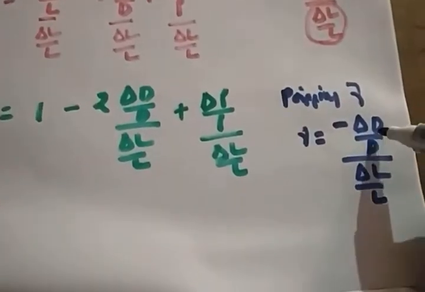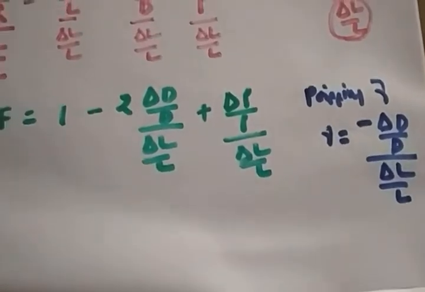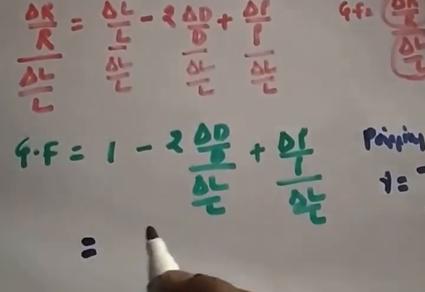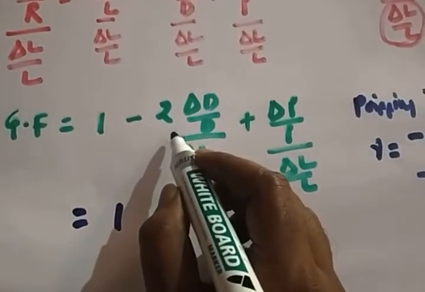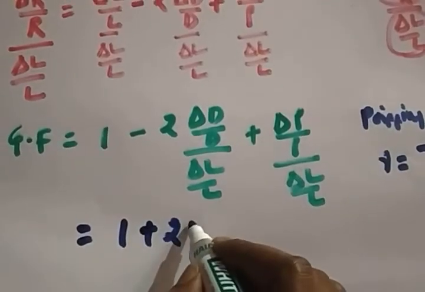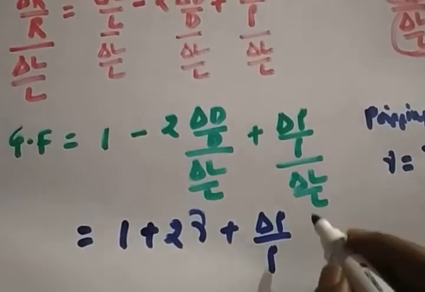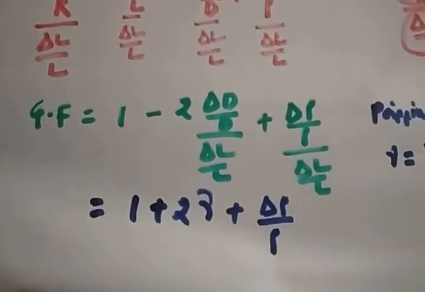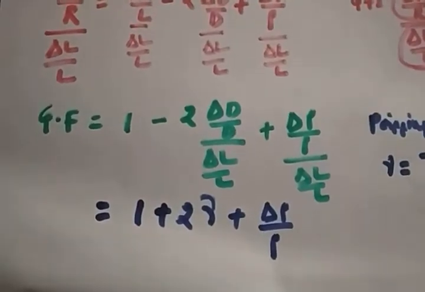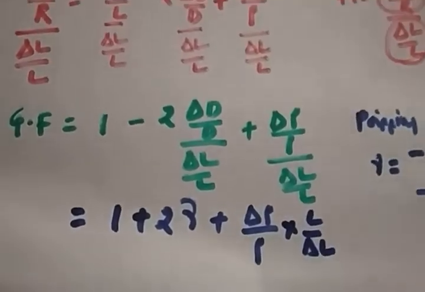So whatever the change in diameter by change in length, we can call it the Poisson's ratio. Then you substitute your Poisson's ratio here, and you will get 1 in place of minus 2 goes to plus 2 gamma plus delta rho by rho. You can make it as delta L by L, so simply you can take it as a small length that you consider.